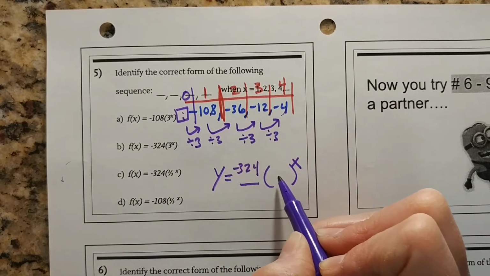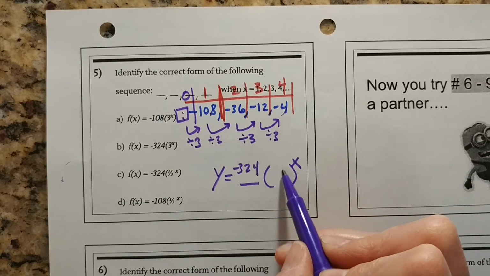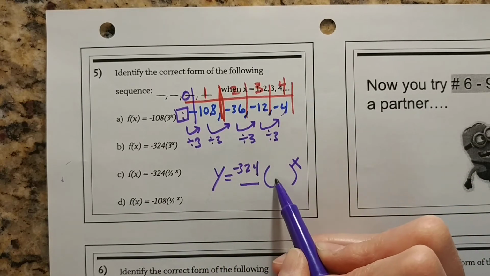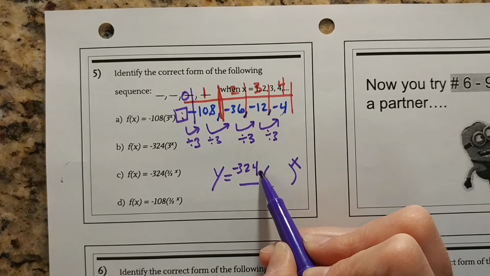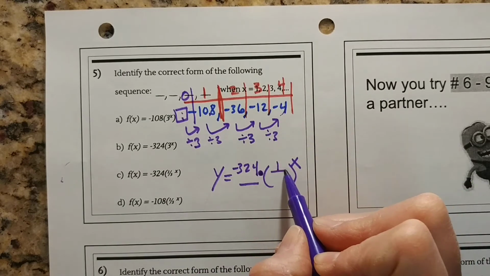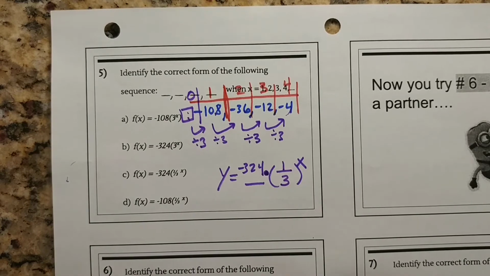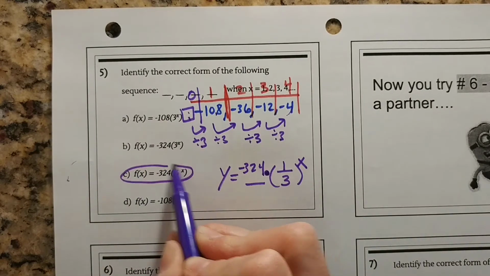Now right here, this is the factor of change. Do you see how it's dividing by 3? If I put a 3 in here, it's going to look like I'm multiplying by 3 or it's tripling. Remember, this is constant multiplication. So even though I see divide by 3, it's the same as multiplying by 1/3. So now let's look at our answer choices. Looks like the best answer choice would be answer C.